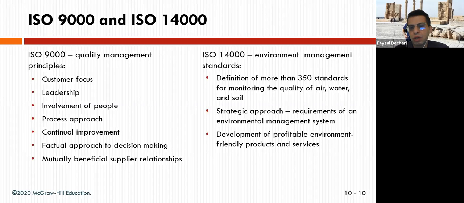In the ISO 14000, the environment management standard is the definition of more than 350 standards for monitoring the quality of air and water and soil. And for example, now in China, they said by the year 2035, I believe, they will have emission free, meaning less pollution, or pollution hazardless, whatever they call it. So that's what they're targeting.